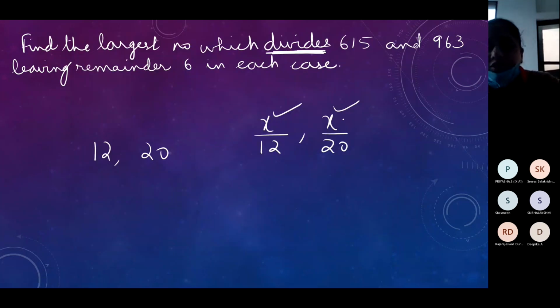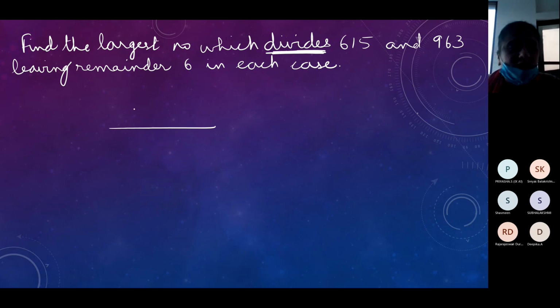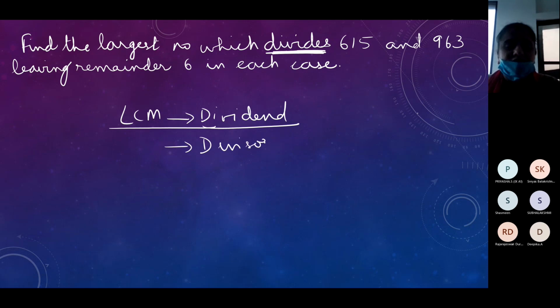So the numerator is the dividend. You can make a note of this. If you're looking for the numerator, you're looking for the LCM, which is the dividend. If you want the denominator, that's the divisor. That means you want the HCF. Numerator, dividend, LCM. Denominator, divisor, HCF.